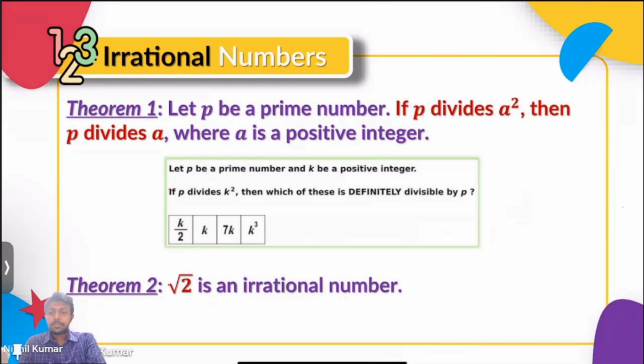So here's the question. If there is a prime number P and K is any positive integer, if P divides K square, then which of the following is definitely divisible by P? You can say for sure that if P divides K square, then which of these four quantities will definitely be divisible by P?